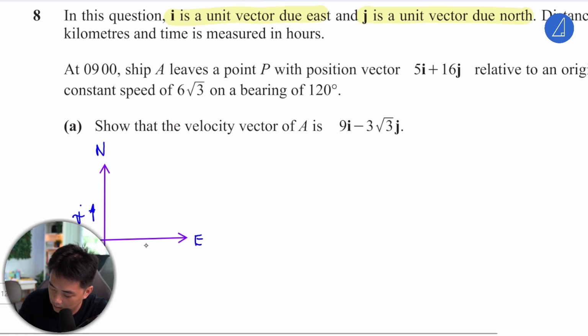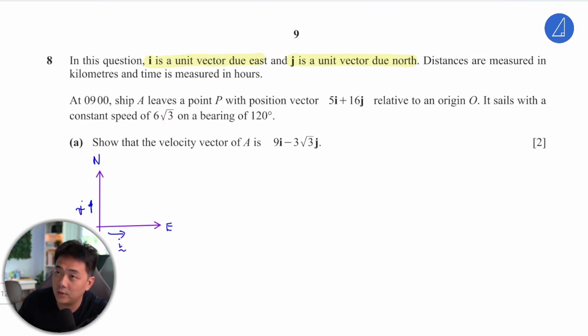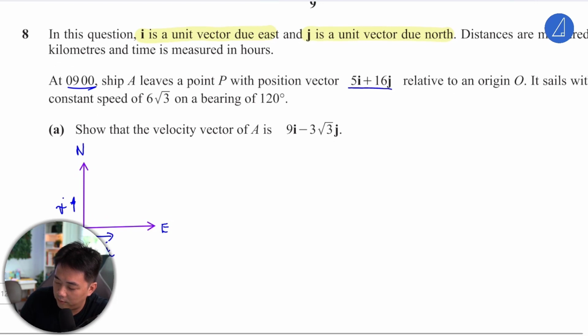Then east will be i, right? The distances are measured in kilometers and time is measured in hours. At 9 a.m. in the morning, A leaves a point P with position vector 5i plus 16j. So this is OP.